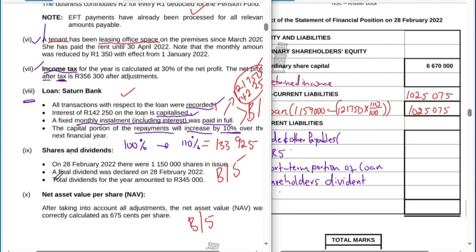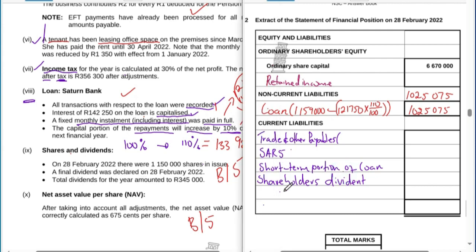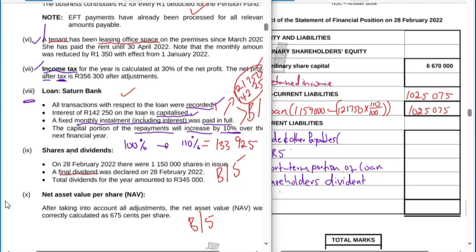If ever we have final dividends, then we know it's on the balance sheet, under shareholders for dividends, which is final, so it needs to be paid. The total dividends for the year amounted to 345,000. So they already gave us the dividends for the year, and this total dividends is interim plus final.